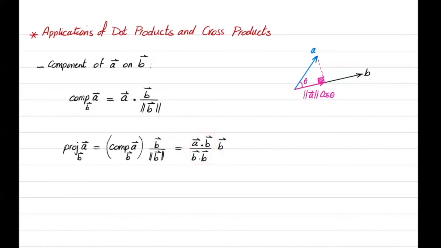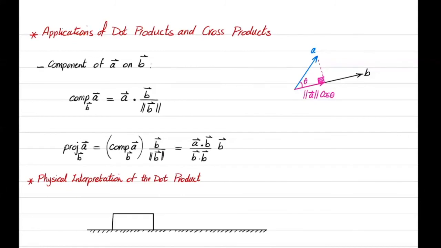So this will be equal to this vector, where here we will have a scalar or number, and here we will have the vector. But what is the physical interpretation of the dot product? Let's say that we have a surface and a body on that surface. When a constant force of magnitude F moves an object a distance d in the same direction of the force, then the work done is simply equal to the force times the distance.